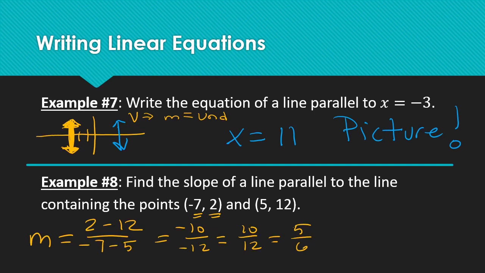Now, going back to my problem, they want the slope of a line parallel to this, so I'm going to use my symbols, the slope of a line parallel to that. You have to determine what do you know about the slopes of parallel lines. Well, they have the same rise and they have the same run, or they will eventually run into each other. So the slope of this will be 5/6.